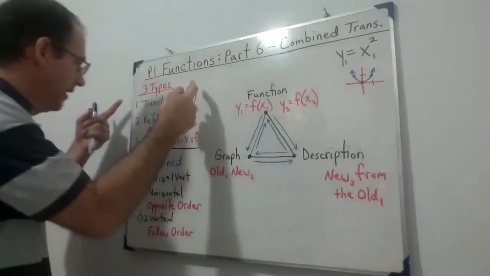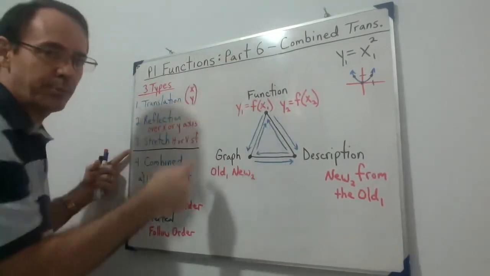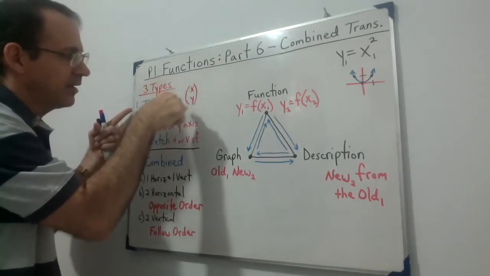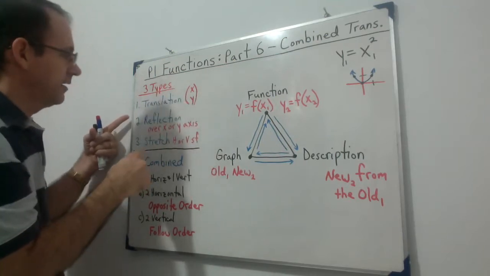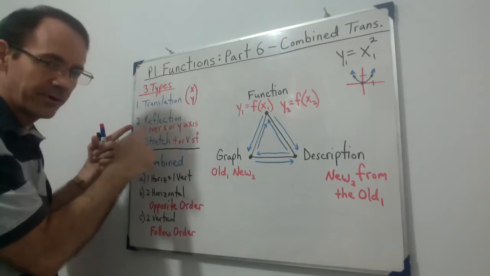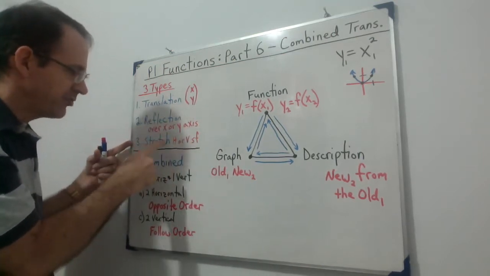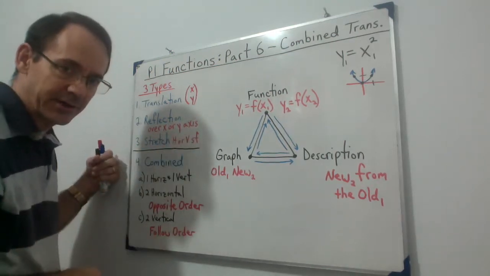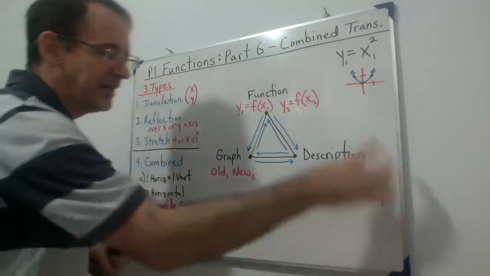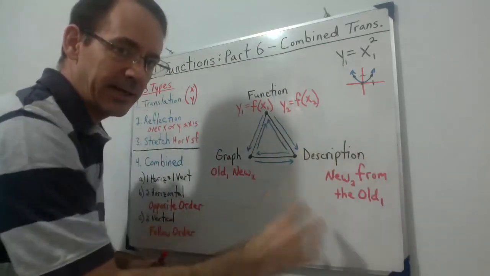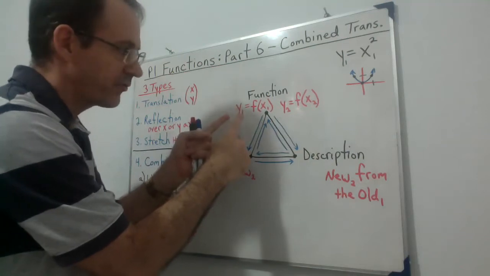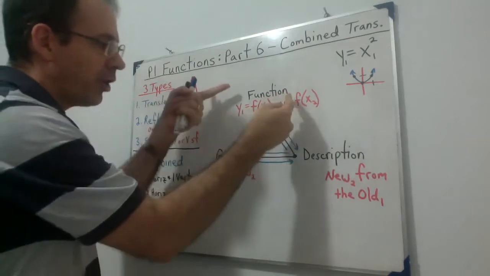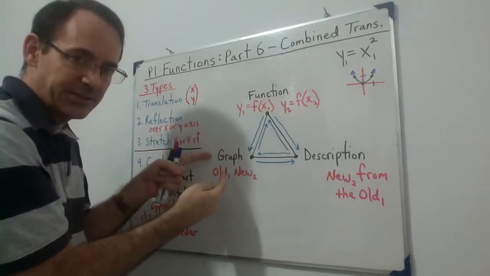And you're going to do that through the things that we looked at in part 5. Translation, we'll use this column vector notation. Reflection will be over the x or y axis, and your stretch will be either a horizontal or vertical stretch with a scale factor indicated. So these are the things that you will use to describe the transformations from the original function to the new function. You should also be able to provide a sketch.